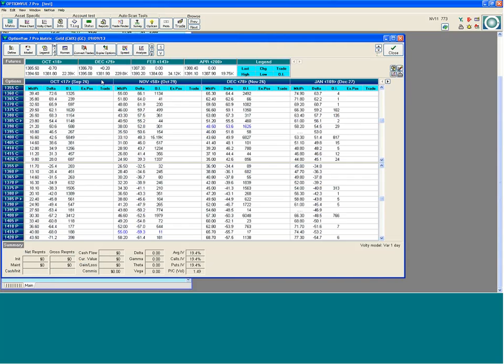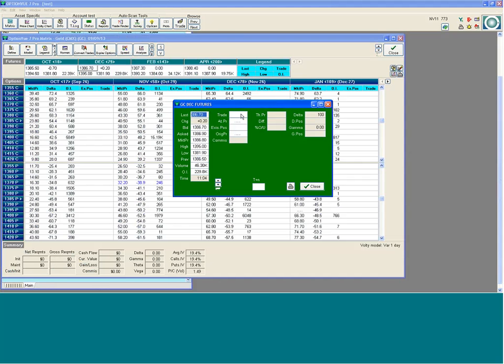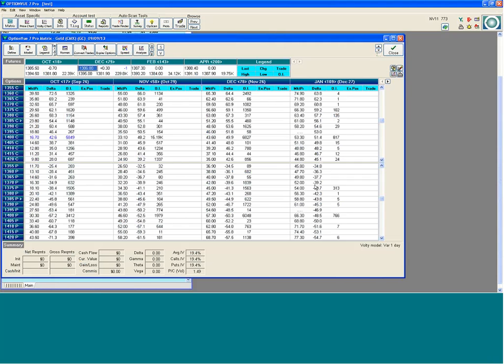Now, if you're a futures trader, you really don't even need an options analytical program like OptionView to help you. But if you were a futures trader, and let's just say that you were to sell a December futures contract, what does that really mean? When you take a short position in a futures contract, you are acquiring a position that is going to benefit if the price of gold declines.